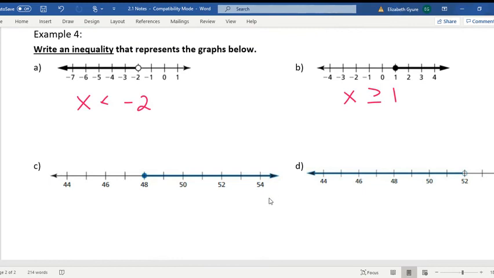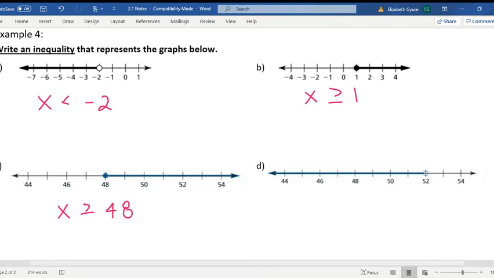Part C, we're going to start with our variable and our number. So put your variable, and then Nick Lopez, what number are we at? Where's our dot for C? 48. So we're going to have our X and our 48. We have a solid circle here, so it's either going to be a less than or equal to or a greater than or equal to. Let's look at what direction we're shading. We're starting at 48 and we're going up, towards 50, 52, 54. Which one did you say, Annalise? Greater than or equal to. Very good, because we're going up.